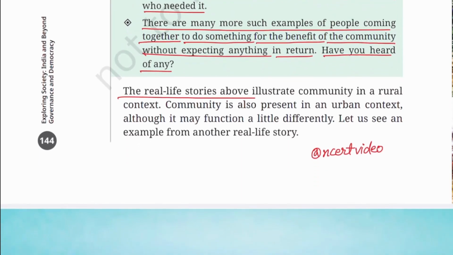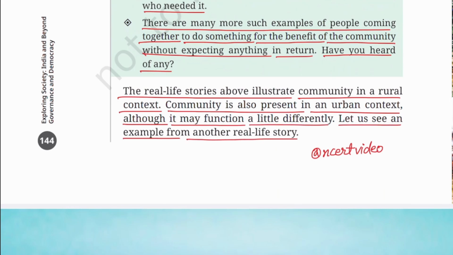The real stories above illustrate community in a rural context. Community is also present in an urban context, although it may function a little differently. Let us see an example from another real life story.